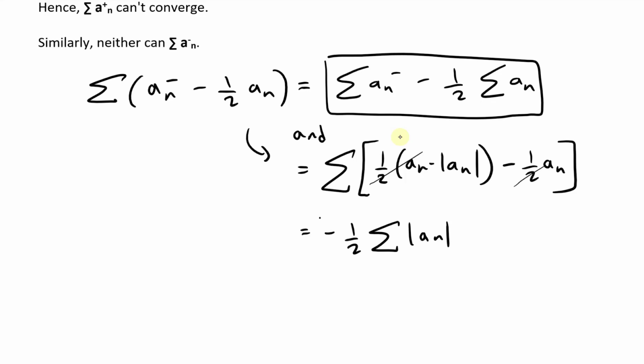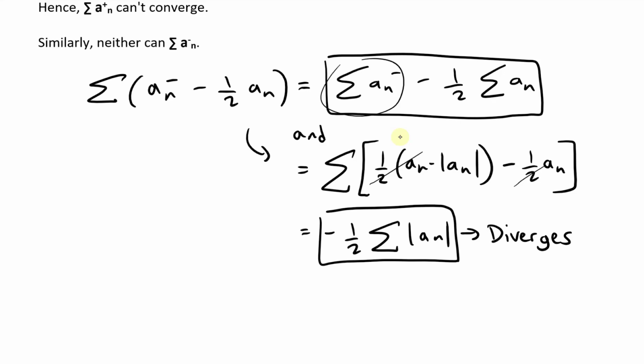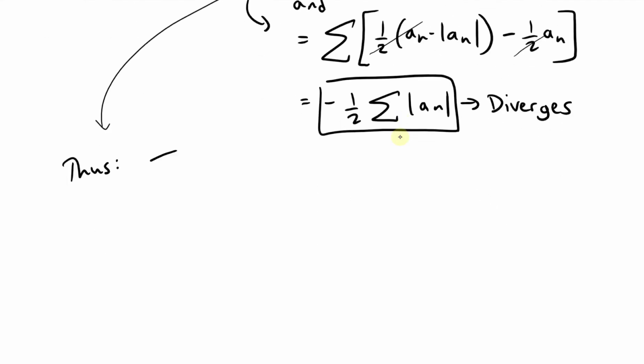So this right here diverges, so hence this can't converge. Thus, because if this converges, this is conditionally convergent, then this should be convergent. Thus, the series of the negative terms an minus diverges.